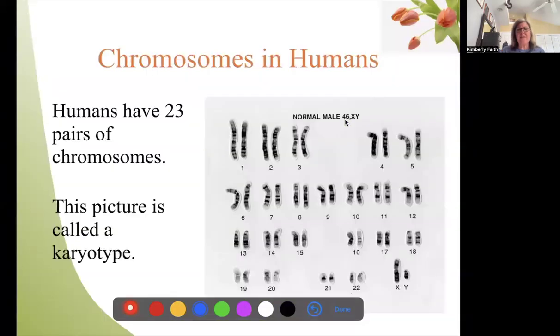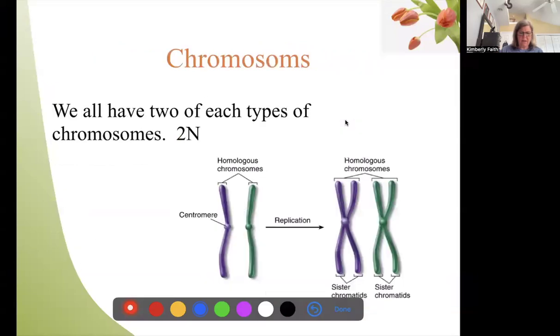All right, I showed you guys this in class, and this is called a karyotype, and you can see how we have two of every chromosome, right? A pair at one, a pair at two, a pair at three. Two chromosomes at one, two chromosomes at two, two chromosomes at three. We can look at that and actually look for some large chromosomal abnormalities, which we'll talk about later.